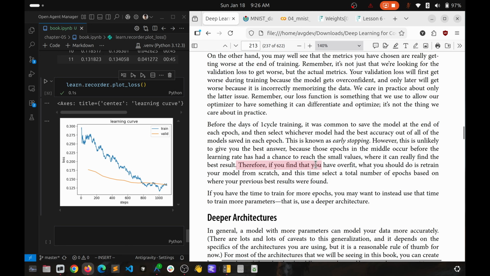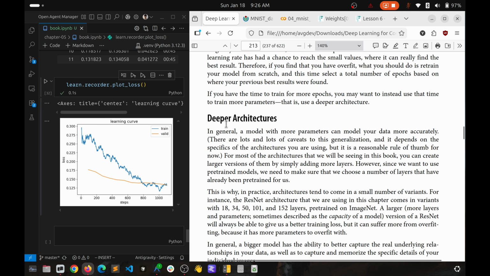Therefore, if you find that you have overfit, what you should do is retrain your model from scratch. And this time, select a total number of epochs based on where your previous best results were found. If you have time to train for more epochs, you may want to instead use that time to train more parameters. That is, use a deeper architecture.